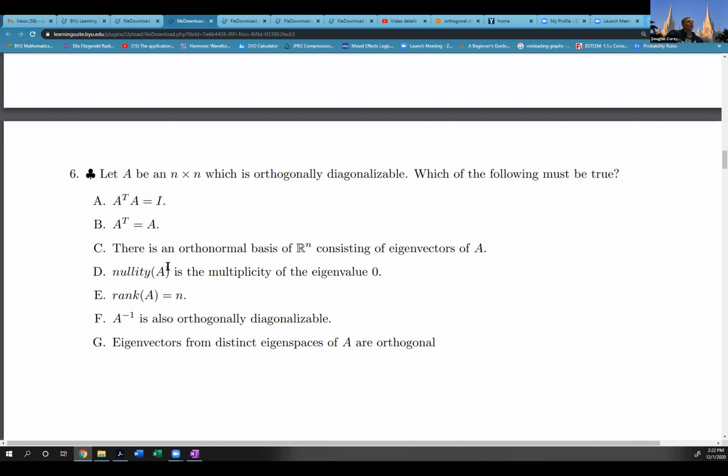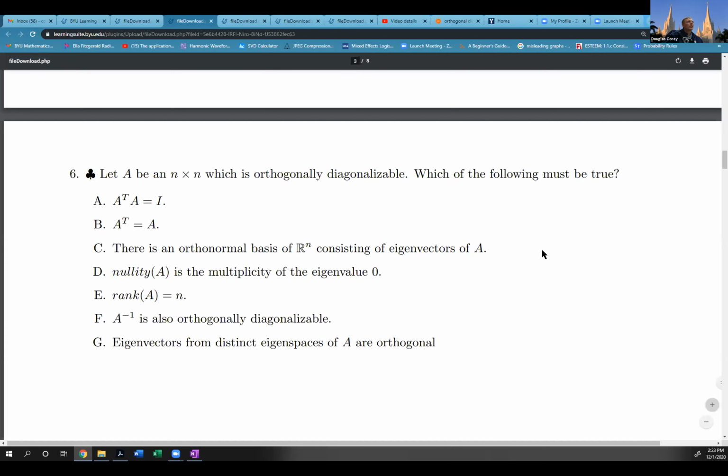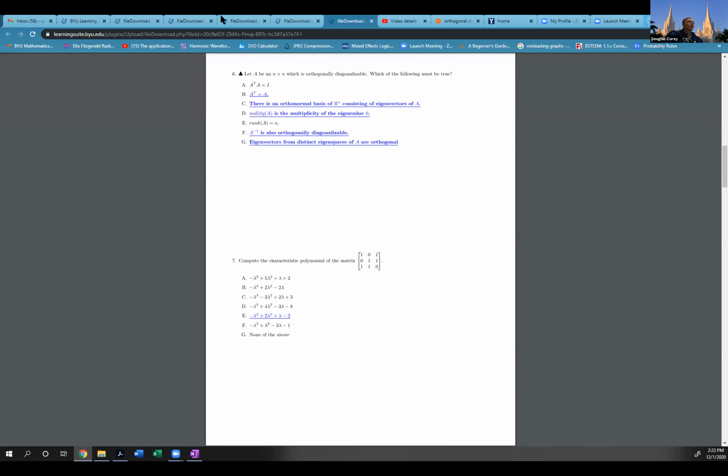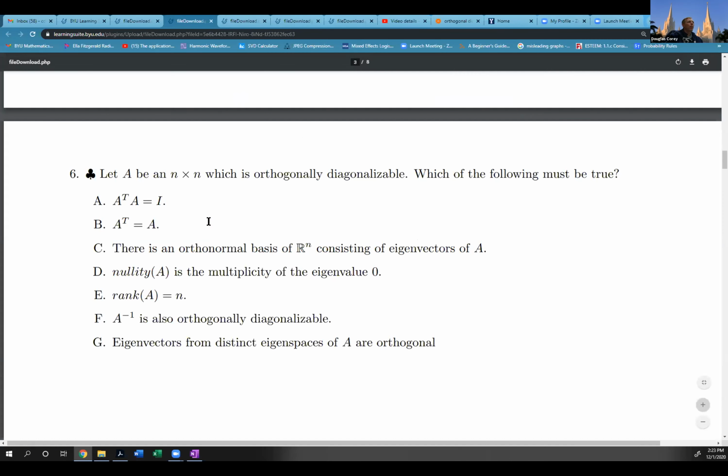Okay. The nullity of A is the multiplicity of the eigenvalue 0. So nullity is the dimension of the null space of A. Go ahead and click true or yes or no on your Zoom window. Not getting a lot of participation on this one. And it's a bit mixed. So the answer here is true again. You can check the key. Yep, that is true.